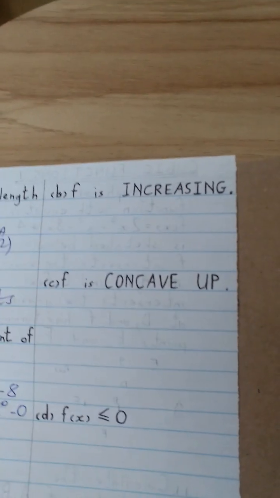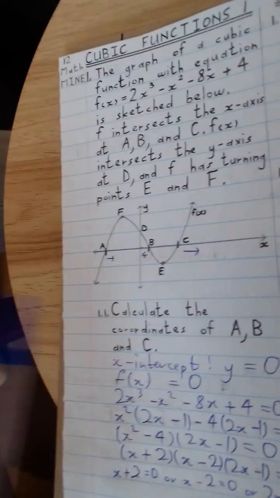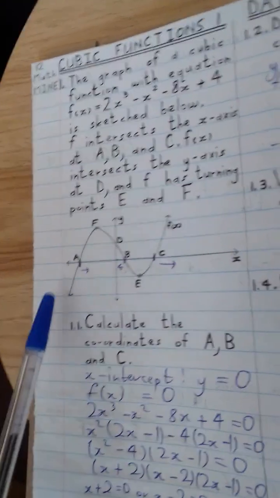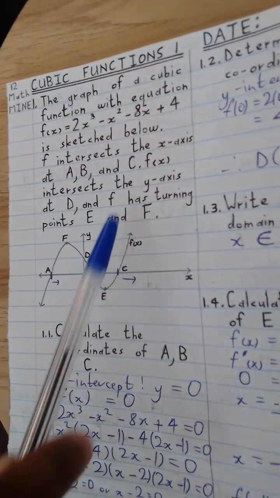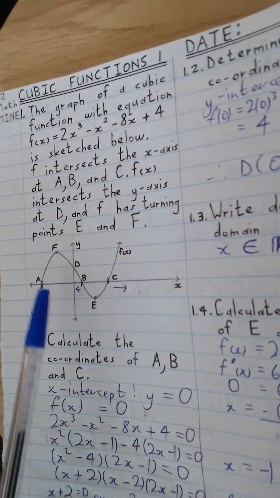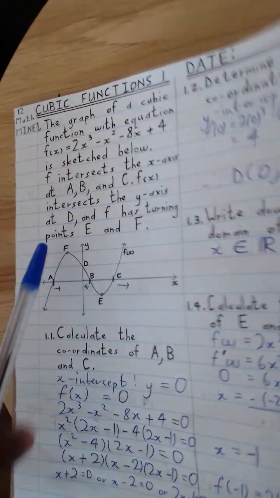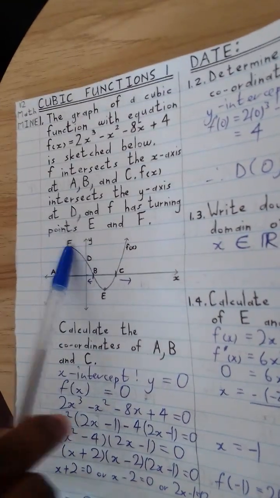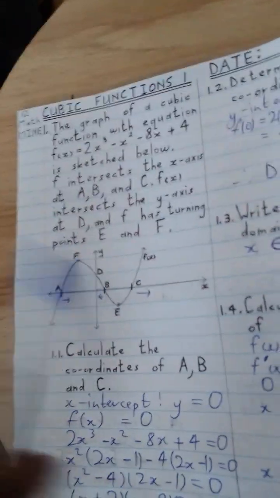B states, give the value or values of x for which f is increasing. F is increasing, so remember, when a is positive, it goes up, stationary point, down, stationary point, up, right? So between the stationary points, it's going down, right? So we exclude between the stationary points. Before the stationary point, your graph was going up, so you need the x value of F.